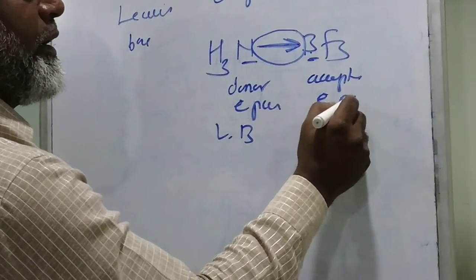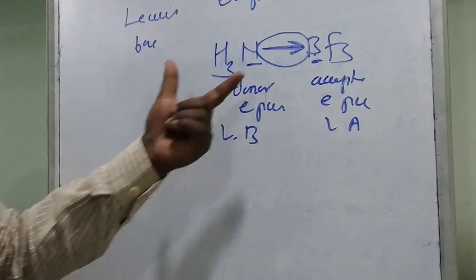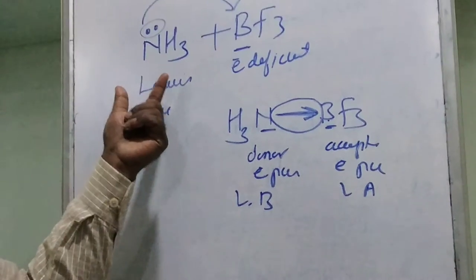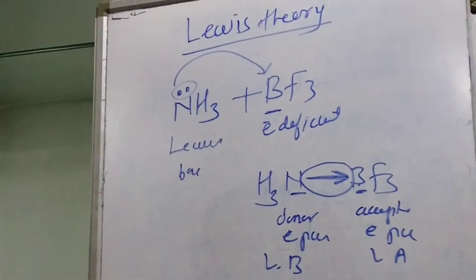Acceptor of the electron pair is the Lewis acid. So in this way there is a formation. So the ammonia is a Lewis base and BF3 is a Lewis acid. One more example I will take.